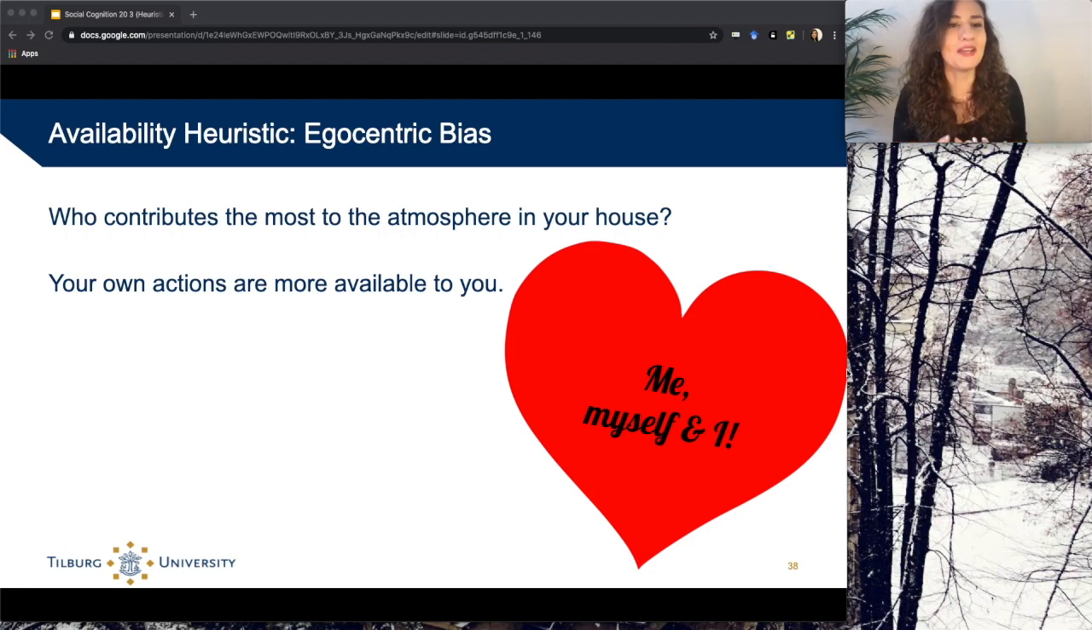Why? Well, we tend to overestimate our own contributions because our own actions are more available to us, right? We just know what we've done. We can usually remember that, and we can often remember it better than what other people have done. So we would call this an egocentric bias, the overestimation of your own actions as compared to the contribution of others.